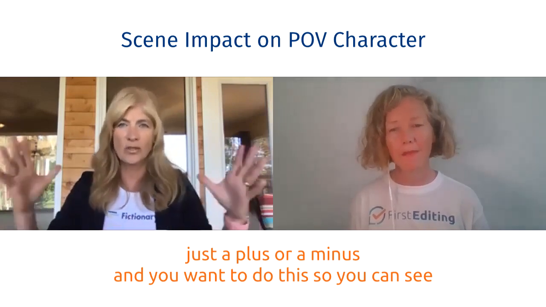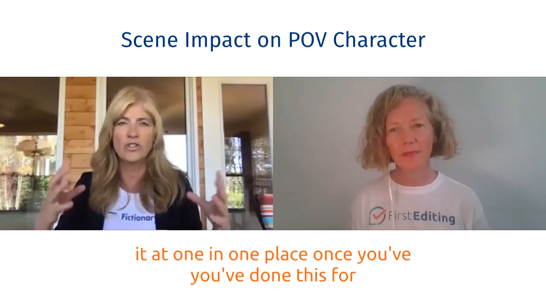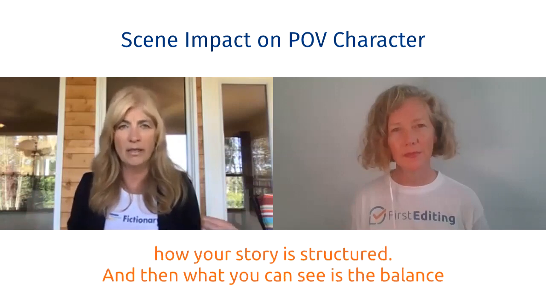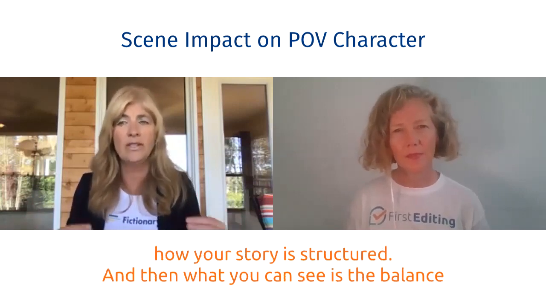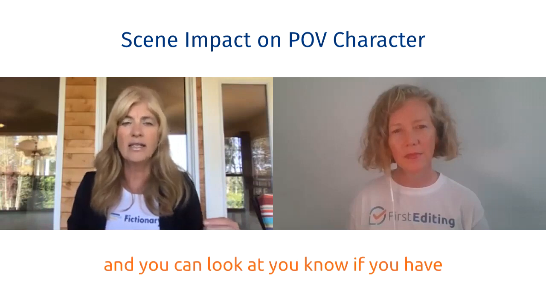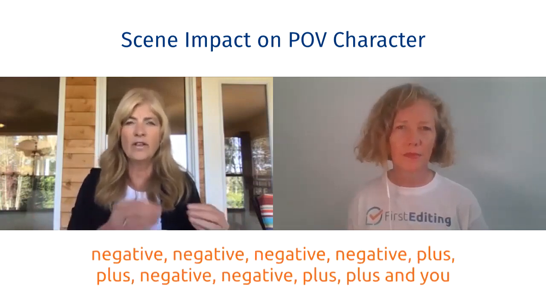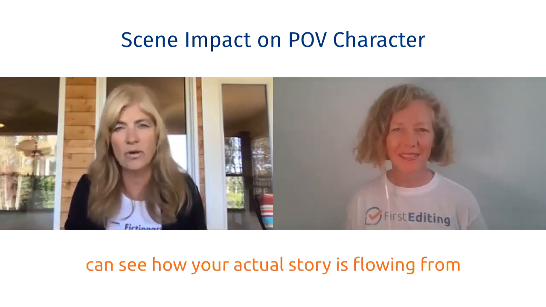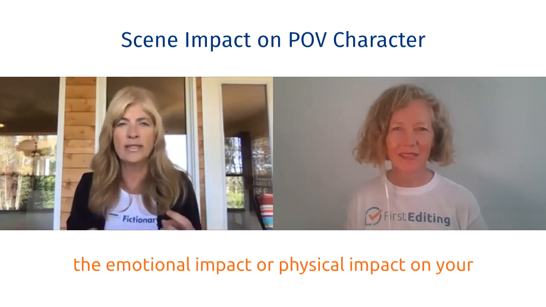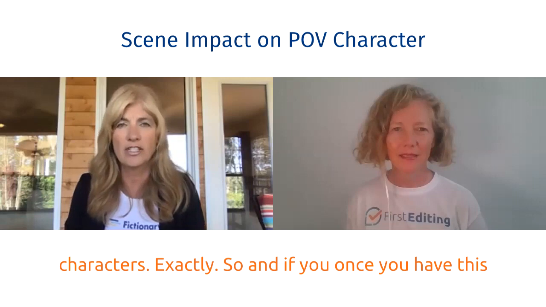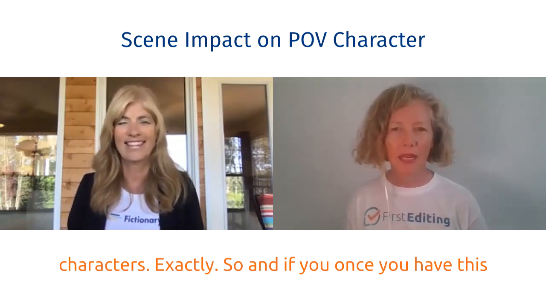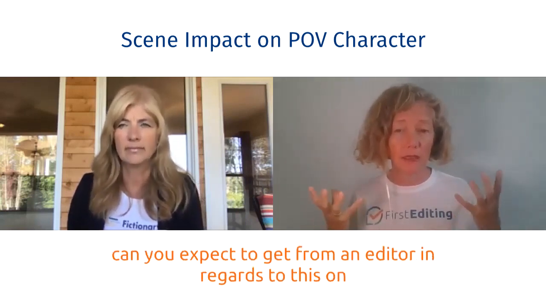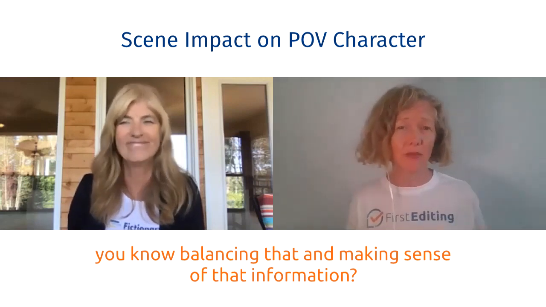You want to do this so you can see it in one place, for both the protagonist or the point of view character, depending on how your story is structured. And then what you can see is the balance. If you have negative, plus, negative, plus, you can see how your actual story is flowing from the emotional or physical impact on your characters. Exactly. So once you have this and you're looking at that, what kind of advice can you expect to get from an editor in regards to balancing that and making sense of that information?